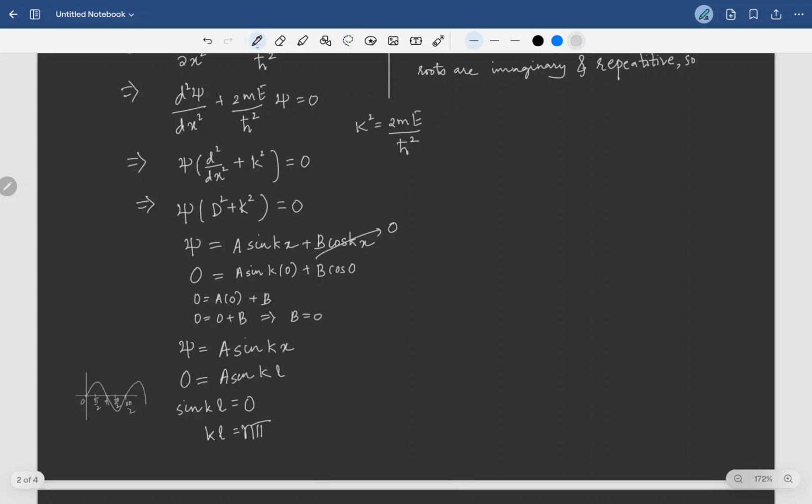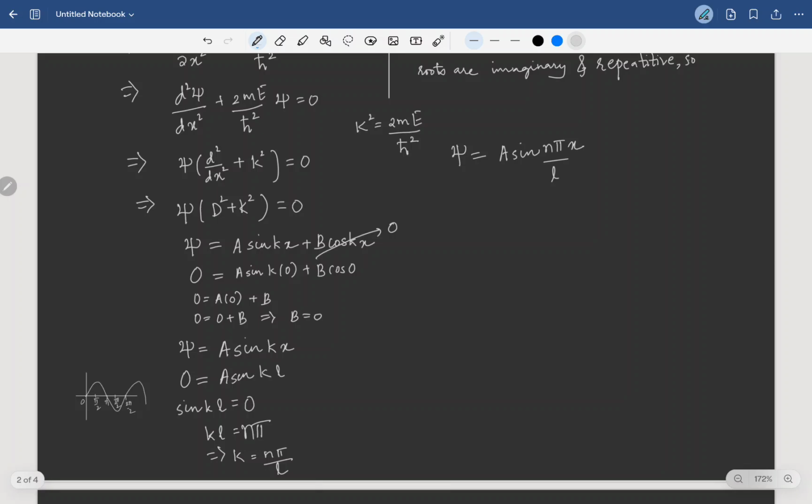Okay, now sin KL is equal to n pi. So let's put this value: K is equal to n pi by L. So psi is equal to A sine, K means n pi by L, n pi by L into x.